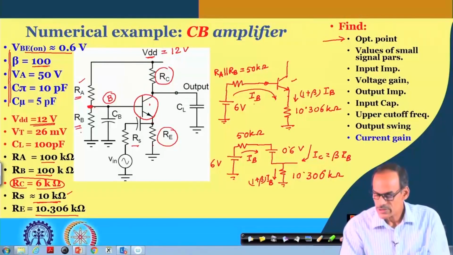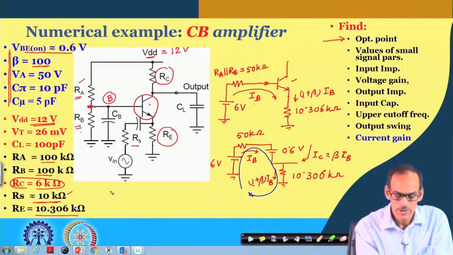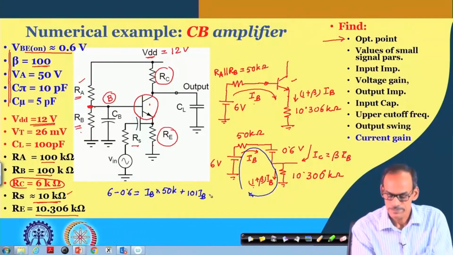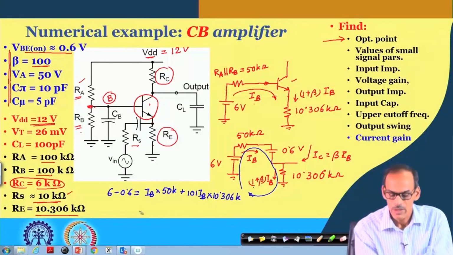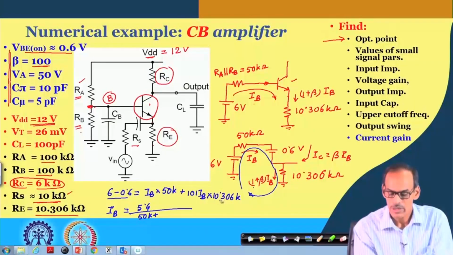So, if I consider this loop and look at the potential drop, 6 minus 0.6 equals I B into 50 K plus 101 I B, where 1 plus beta is 101, into 10.306 K. So, that gives us I B equals 5.4 divided by this 50 K plus 101 multiplied by this one.